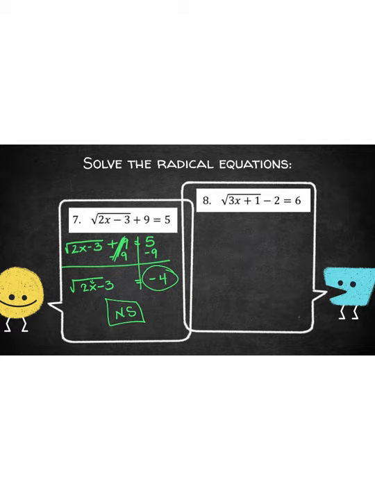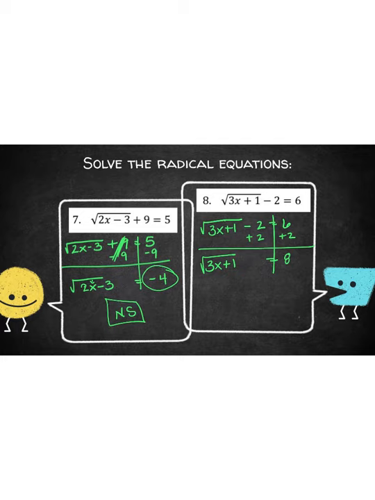Okay, so let's look at number 8. We're going to do under the square root, 3x plus 1 minus 2 equals 6. So remember, you get as far away from that x as you can. So we're going to start with our minus 2, and we're going to get rid of that. I'm going to say plus 2 on both sides. And now I have 3x plus 1, and that's still under your radical, equals 6 plus 2 is 8.